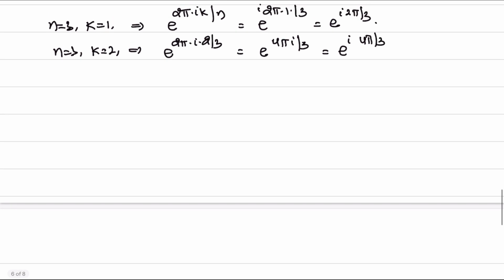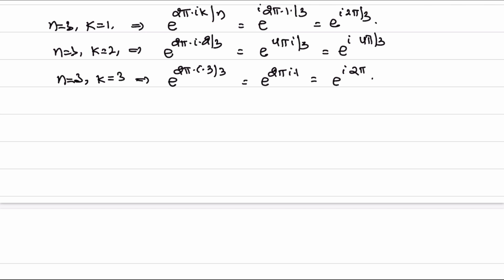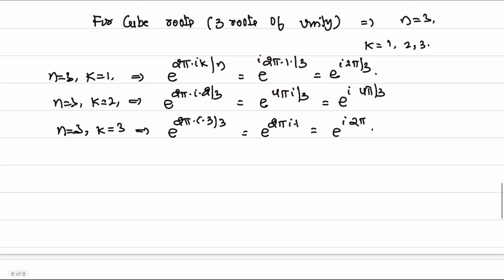Now, if n is equal to 3, k is equal to 3 implies e to the power of 2 pi I into 3 by 3. That is equal to e to the power of 2 pi I into 1, that is equal to e to the power of I into 2 pi. Now, what are the 3 roots of unity?